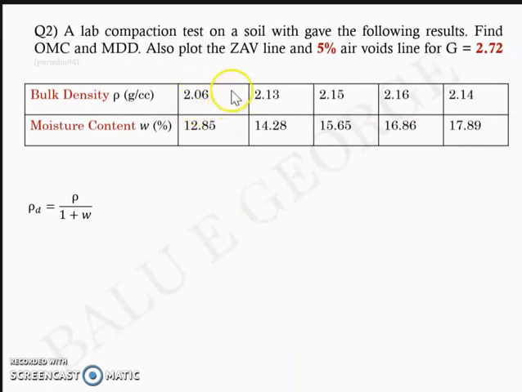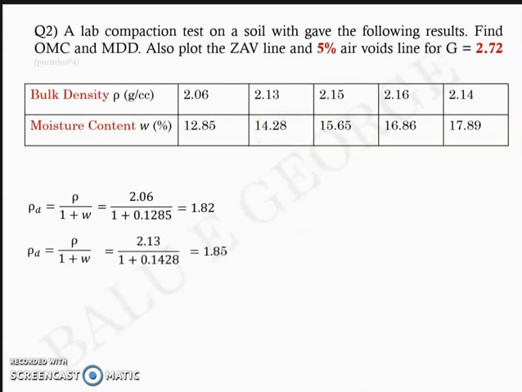For instance, if I have 2.06 as a bulk density and the water content corresponding to it being 12.85, I can get the dry density corresponding to that bulk density, right? 2.06 by 1 plus 12.85 is converted to a decimal format as 0.1285. So the dry density turns out to be 1.82, right, for this set of readings. Likewise, you can take the next reading, 2.13 the bulk density, 14.28 the water content. You will get another value for dry density, right? Turns out to be 1.85.